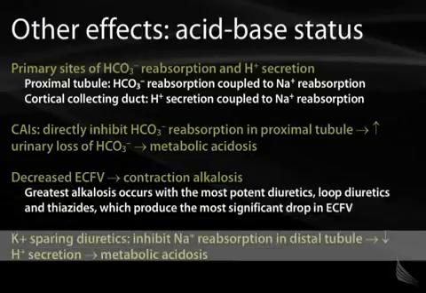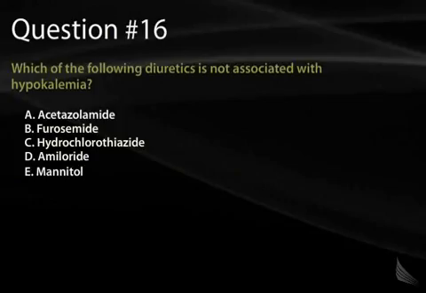Potassium-sparing diuretics that act in the cortical collecting duct, because they inhibit sodium reabsorption, may also lead to decreased hydrogen secretion, and thus lead to a mild metabolic acidosis. Let's go through a few questions.